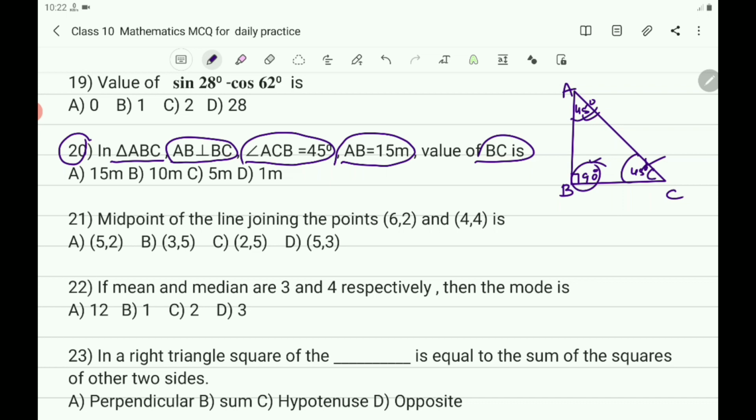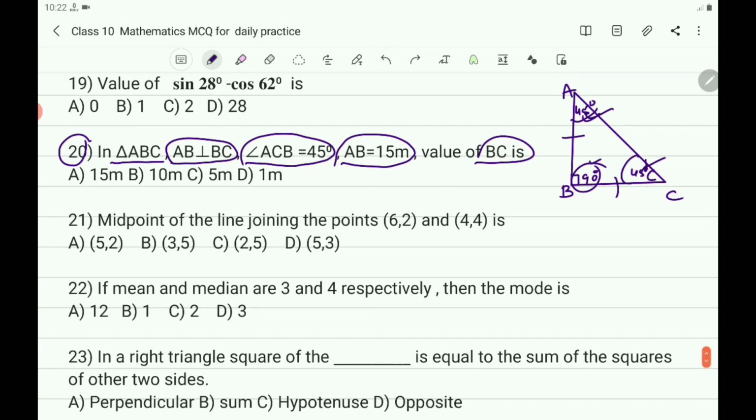Then what type of triangle is it? It is an isosceles right angle triangle. So these two sides must be equal. Why are they equal? Because these two are equal angles and AB and BC are the sides opposite to the equal angles. So they must be equal. So as AB is equal to 15, this is also 15 meters. So what is the answer here? 15 meter. Option A is the answer.